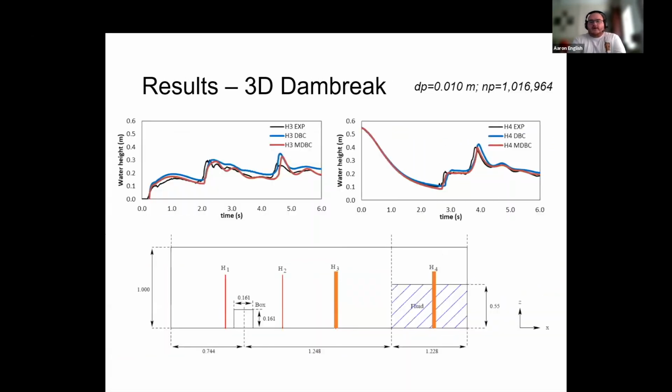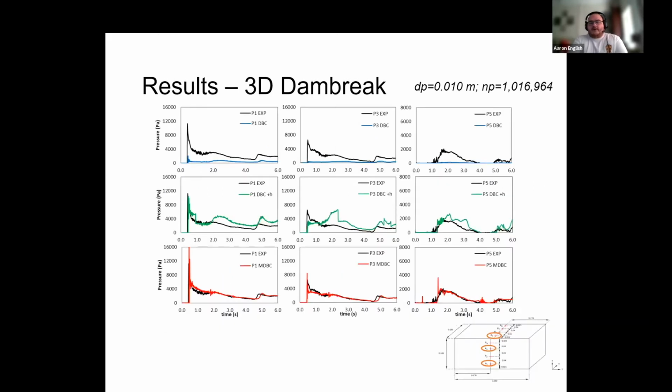If we now look at some depth results, here we were looking at the depths at H3 and H4, which are in the center of the tank, just in front of the fluid column and in the fluid column. DBC does quite well in the fluid column, and I think they both do pretty well with the depth. But if we look at the pressure again, this is measuring the pressure on the surface of the obstacle. Again, the blue line is with DBC with your pressure probe on the surface as you would expect with the experiment.